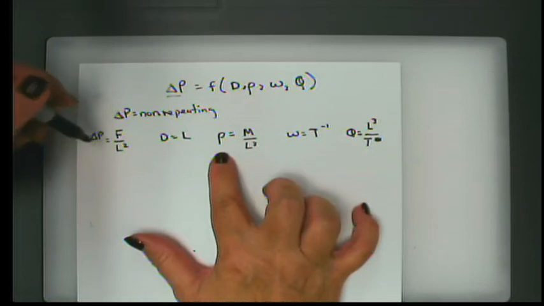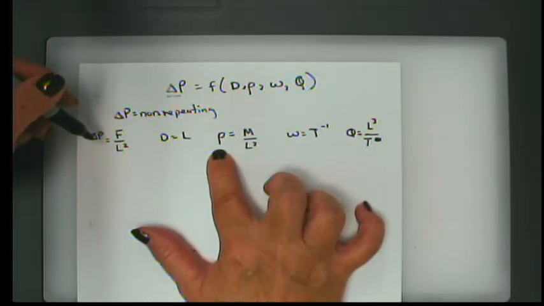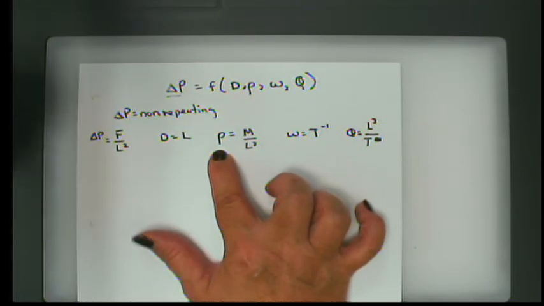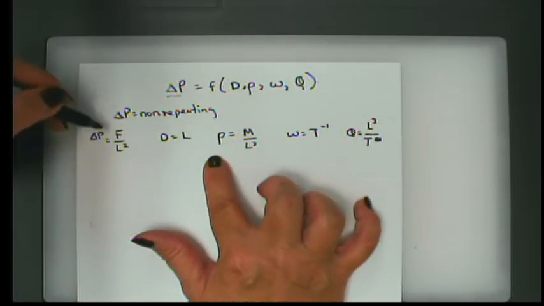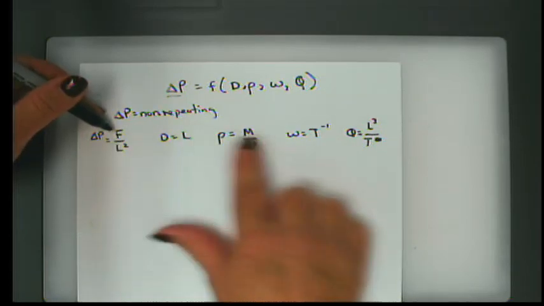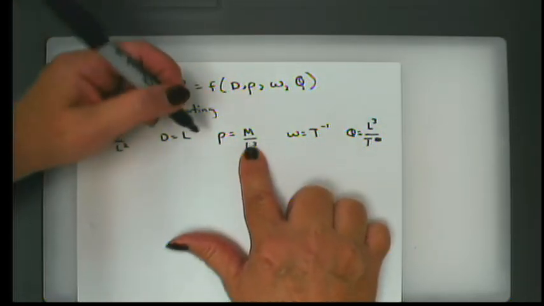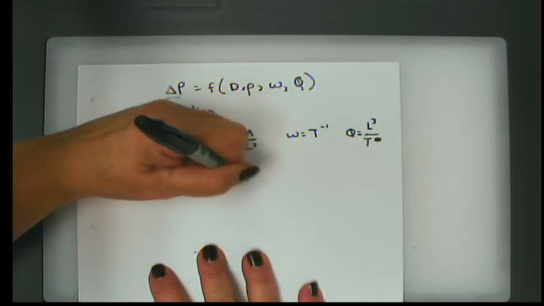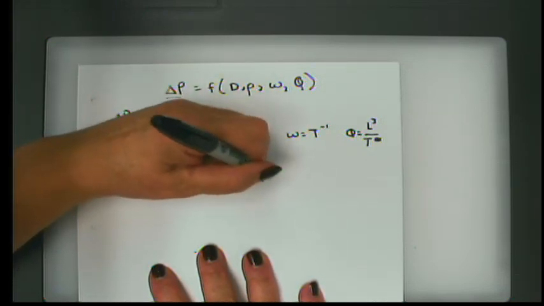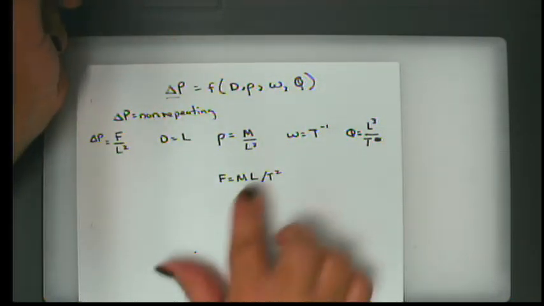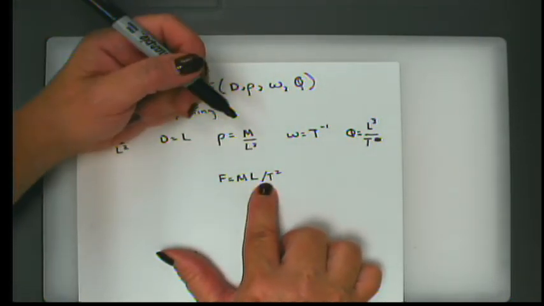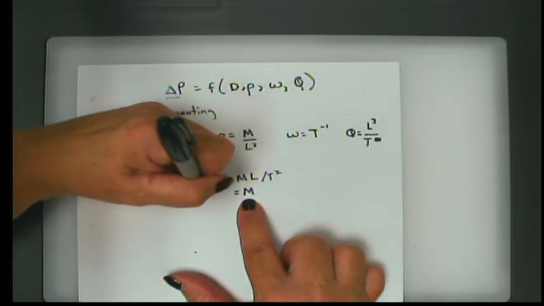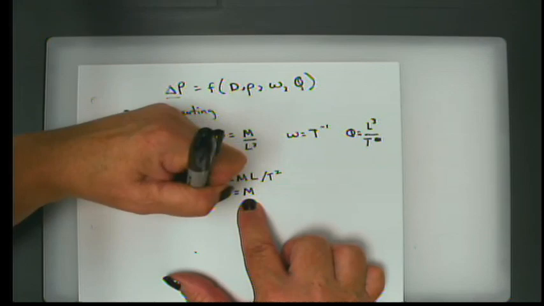All right, now we can either put rho in terms of force or delta P in terms of mass. Since we put force in terms of mass last time, let's do mass in terms of force this time. So we know that force is equal to mass length per time squared, right? From Newton's second law, force is equal to mass times acceleration. So if we solve this for mass, we get that mass is equal to force time squared per length.